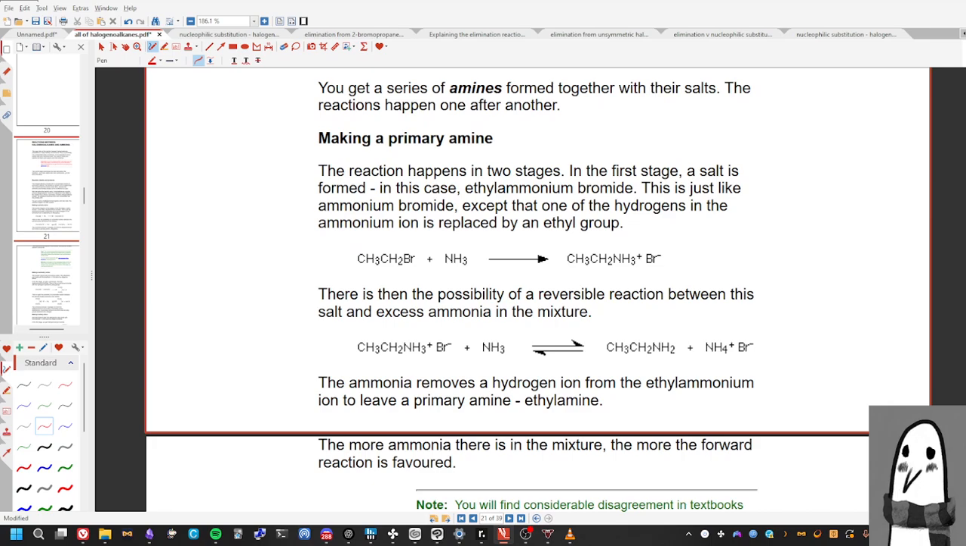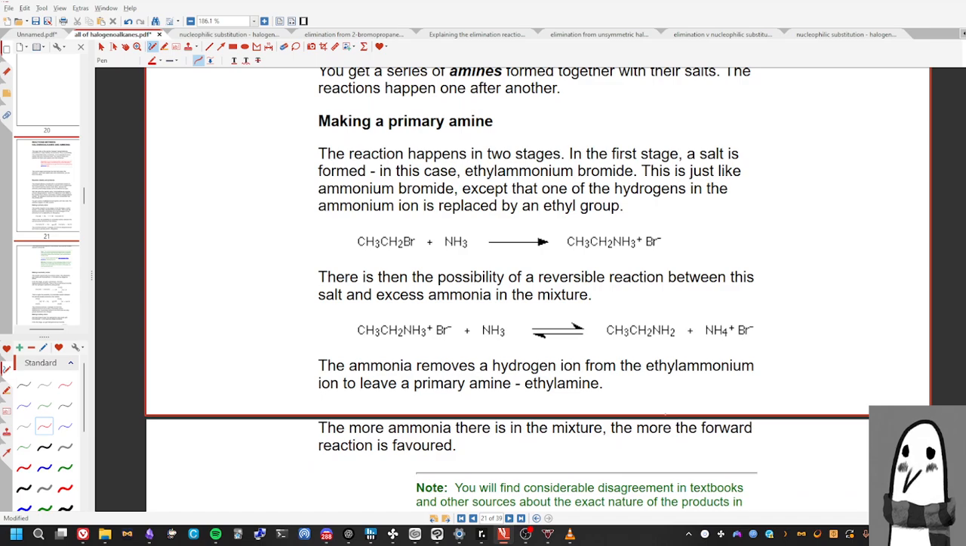Okay, I'll need to look at the mechanism for this because I'm already kind of confused. There is then the possibility of a reversible reaction between this and excess ammonia in the mixture. Oh god. So more NH3 reacting to form CH3CH2NH2 plus NH4Br. The ammonia removes the hydrogen ion from the ethylammonium ion to leave a primary amine, ethylamine. The ammonia is there in the mixture. The more ammonia, the more forward the reaction.